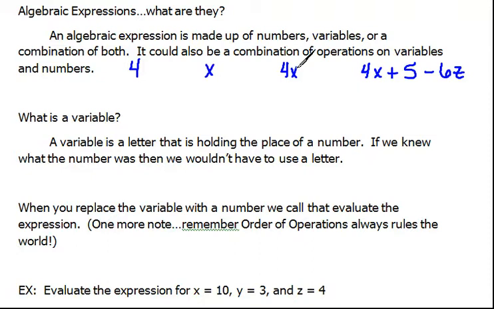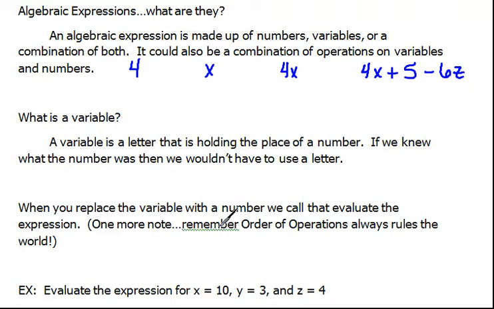It could be a 1. In that case, it would be 4 times 1. If it were a 5,000, it would be 4 times 5,000. Now, when you replace the variable with a number, we call that evaluating the expression. Your instructions will just simply say evaluate the expression.